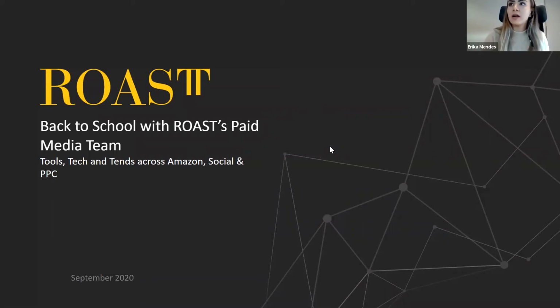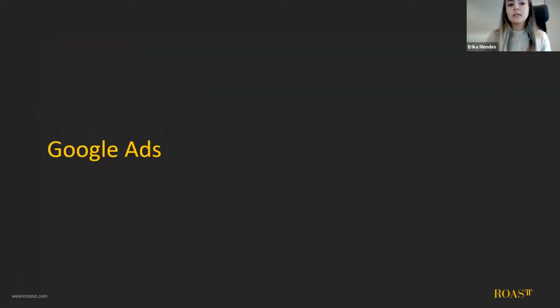Today, me and Rebecca are going to be presenting some tools, tags, and trends across Amazon, social, and PPC. So let's start with Google Ads. What I try to do here is to focus on the most important industry updates. This will not be that technical because I want it to be relevant for everyone, but the updates are around July until September.